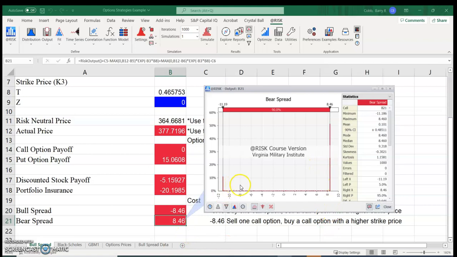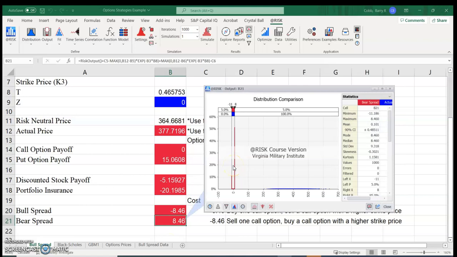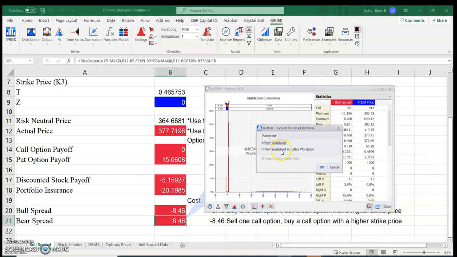So let's build an overlay with the bear spread. We'll overlay the actual price and the bear spread. Then we can go ahead and export that. We'll export to Excel and use a new worksheet in the active workbook.